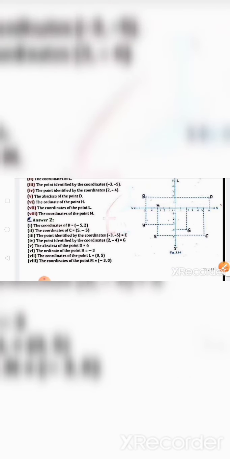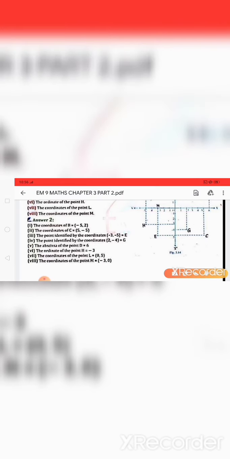Next, question number 6 is the ordinate of the point H. Ordinate means the coordinate on the y-axis. So here, where is our point H? Our point H is in the third quadrant, and ordinate means the y-axis value. So here we move and we get the ordinate for point H as minus 3. So we write in our answer the ordinate of point H is minus 3.